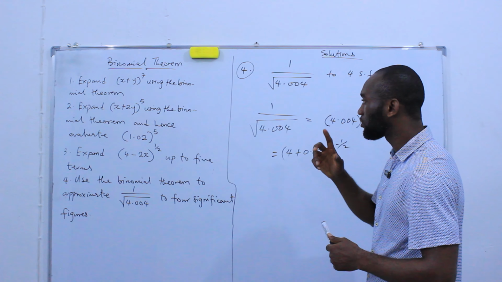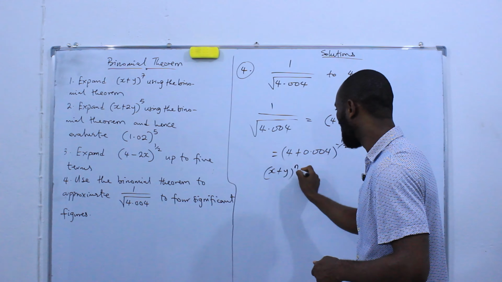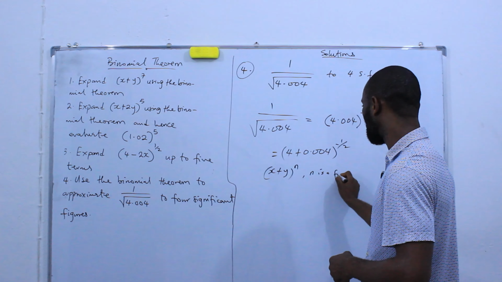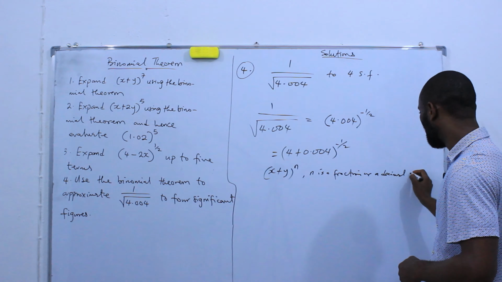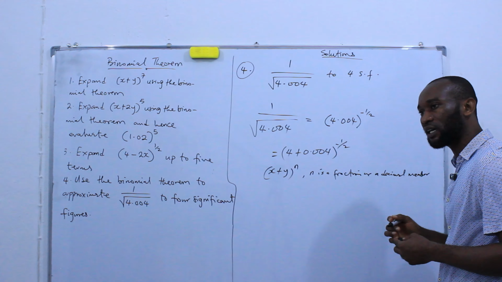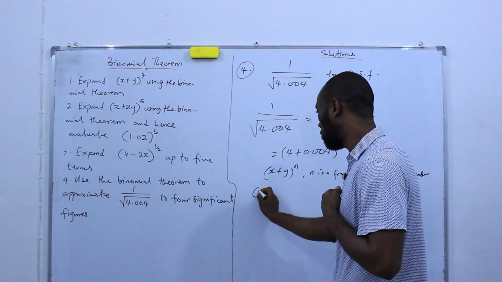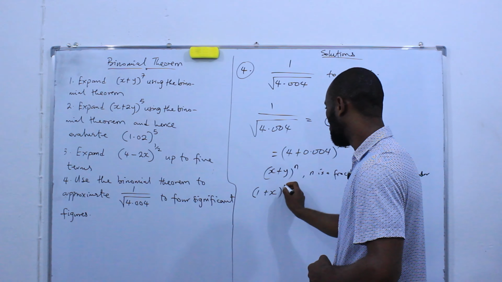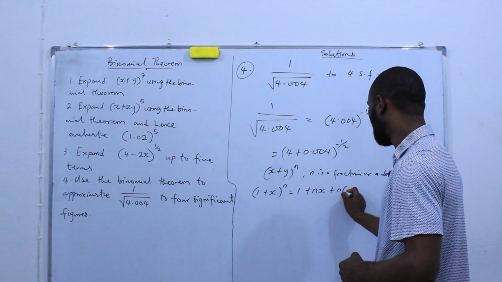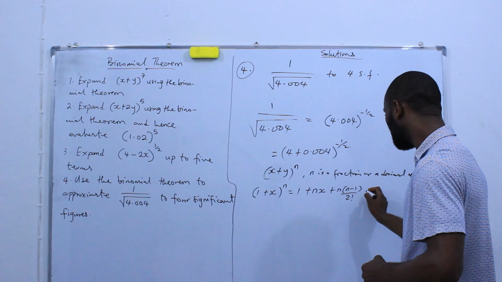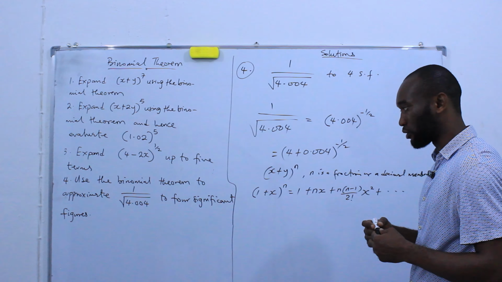And then remember that if we have x plus y raised to power n, and n is a fraction or a decimal number, the formula we are meant to use is: 1 plus x raised to the power n is equal to 1 plus nx plus n times n minus 1 over 2 factorial x raised to power 2 plus dot dot dot, meaning that the expansion continues.